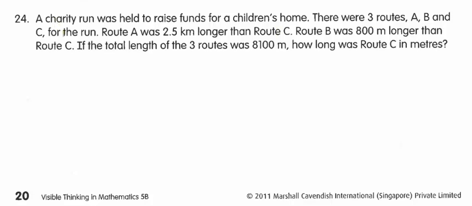Okay, so again, I got ABC. Now in this case here, A was 2.5 km longer than C. B was 800 meters longer than C as well. Now again, I have total length of the 3 routes 8100. I want route C and I want it in meters this time round. Okay, so what I do immediately, I change 2.5 km to 2500 meters, and yeah, the rest are all in meters. So again, let's draw model.